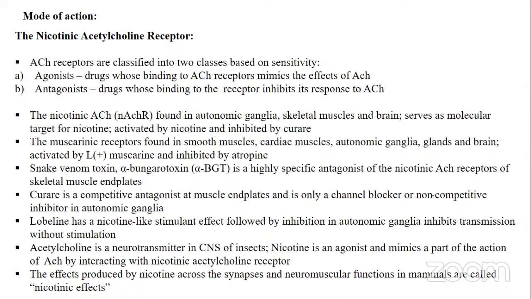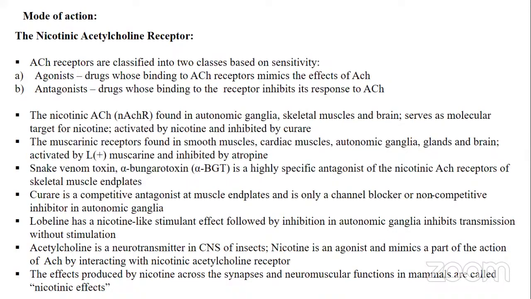Snake venom toxin, alpha-bungarotoxin, is a highly specific antagonist of the nicotinic acetylcholine receptors of skeletal muscle end plates. Curare is a competitive antagonist at muscle end plates and is only a channel blocker or non-competitive inhibitor in autonomic ganglia. Lobeline has a nicotine-like stimulant effect followed by inhibition in autonomic ganglia, and inhibits transmission without stimulation.